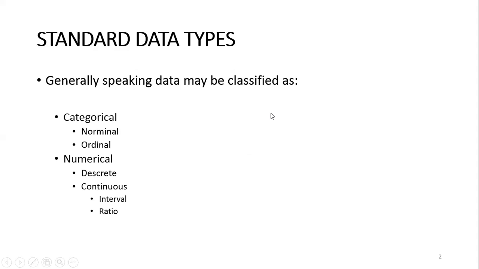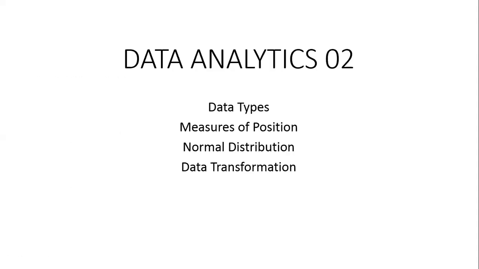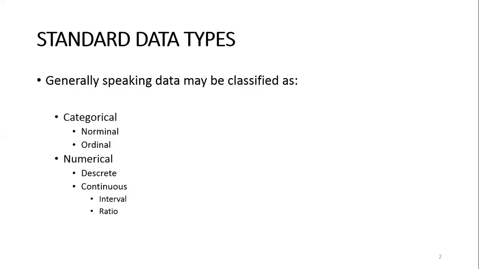Okay, so talking about data types, in analytics, it's very important to pay attention to data types. Data exists in different forms, different formats, okay? Generally speaking, data may be classified as follows. We're looking at standard data types. We have categorical data, and then we have numerical data. I believe we are used to this already.